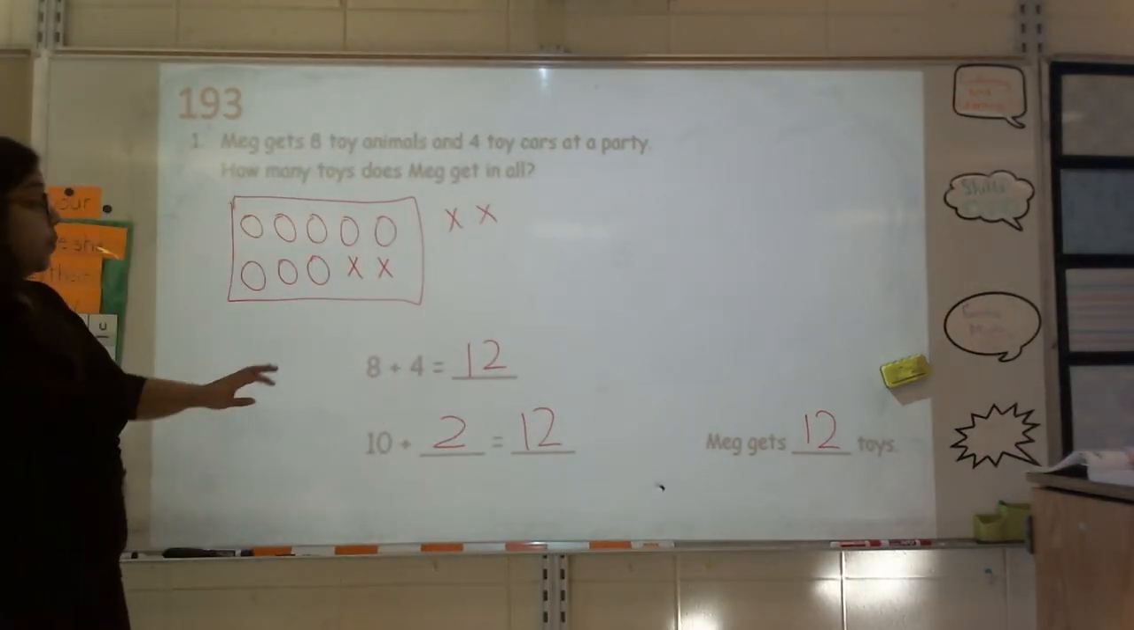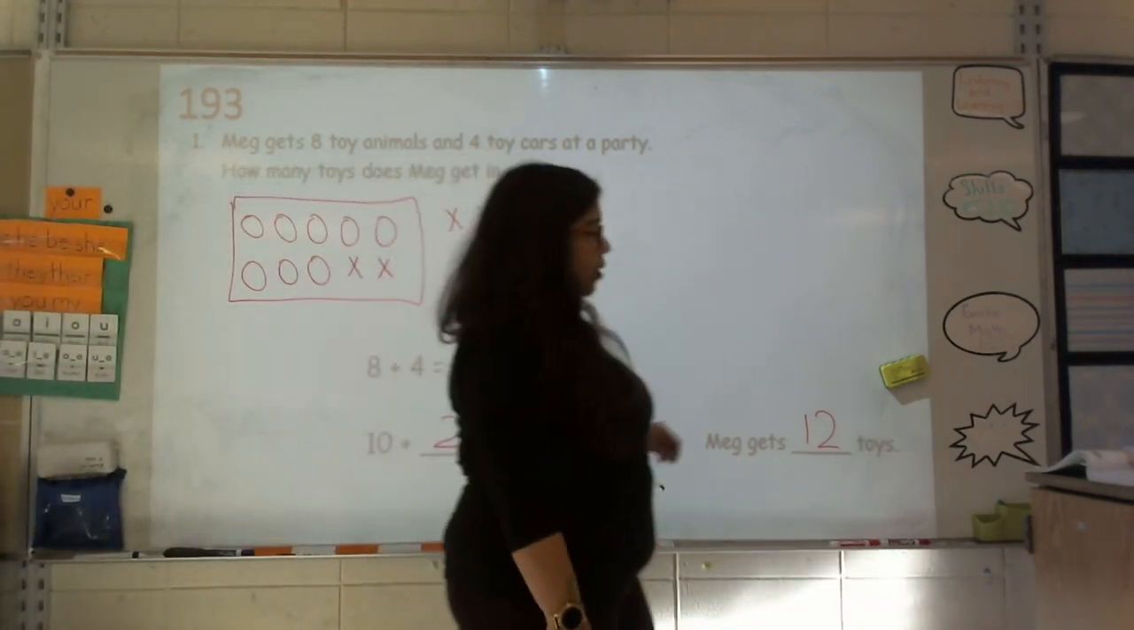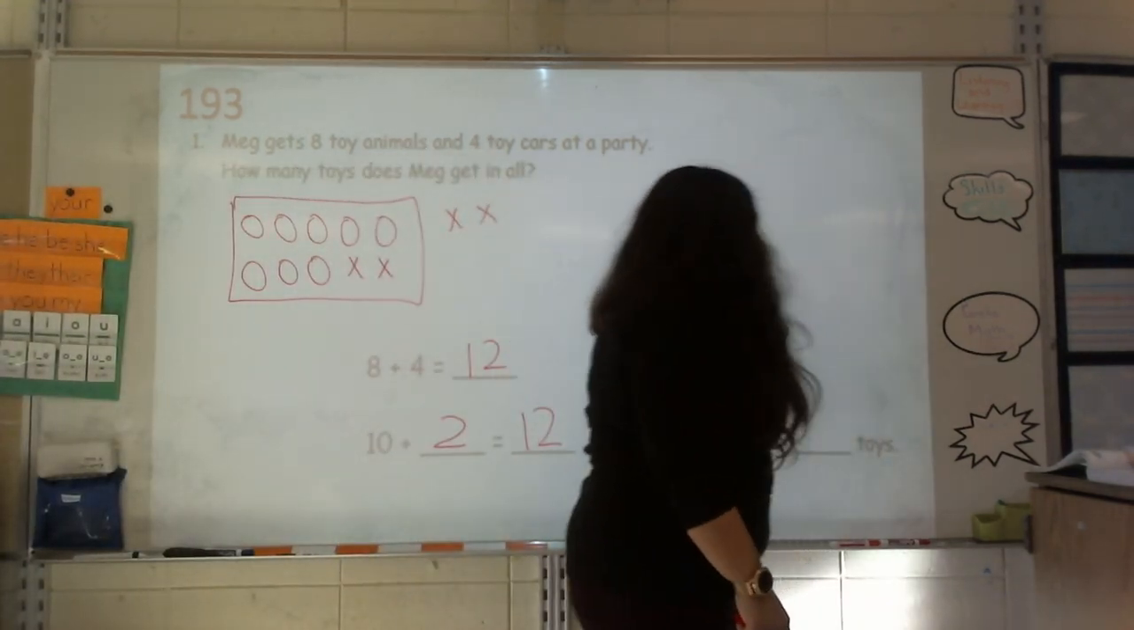I just want us to do pictures for today. Just pictures for today. Okay? Meg gets 12 toys. Good job. Let's look at question number 2.